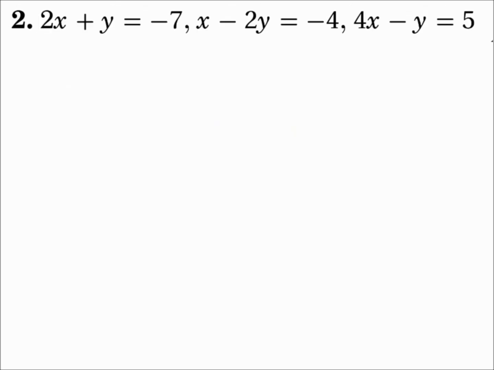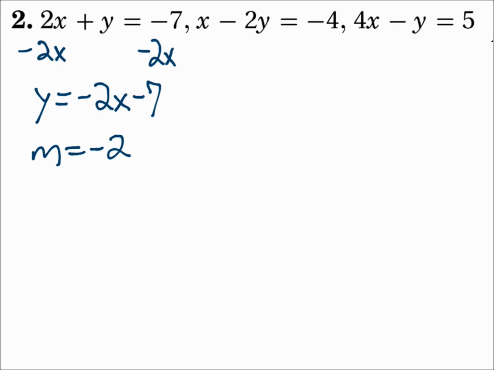So I need to find the slope of each line. Let's solve each line for y to get it in slope-intercept form and find the slope. For the first one, subtract 2x from each side. Y equals -2x minus 7. The slope is -2.